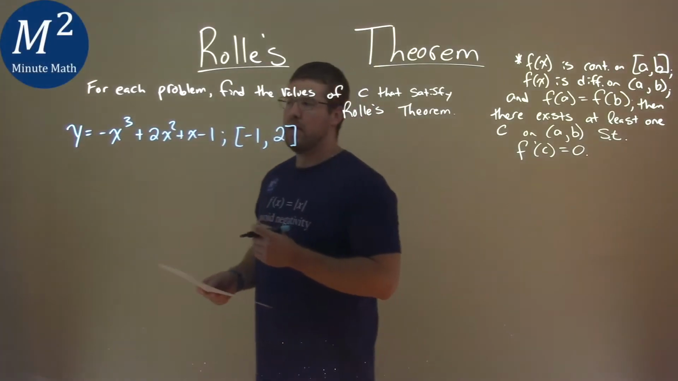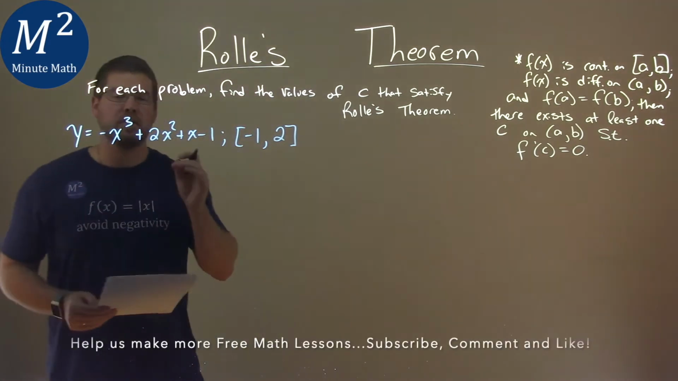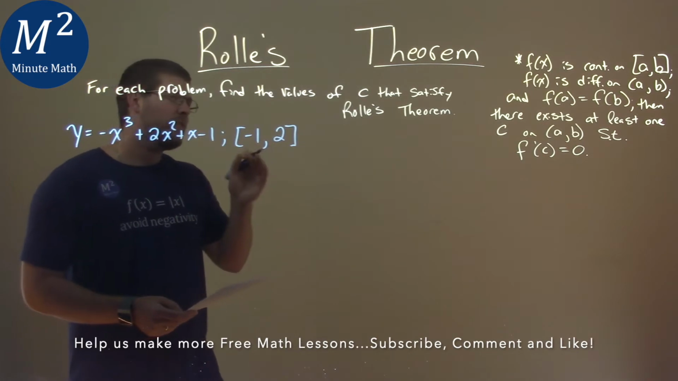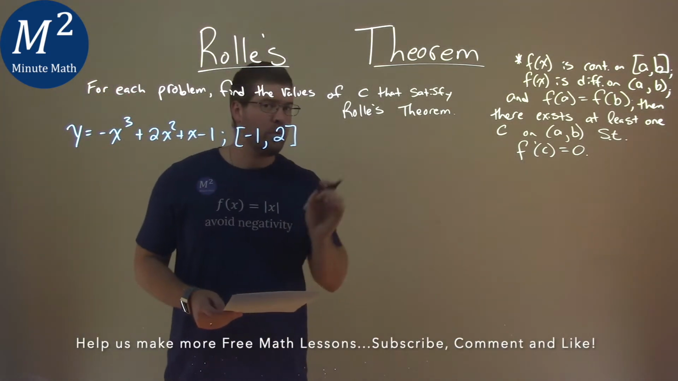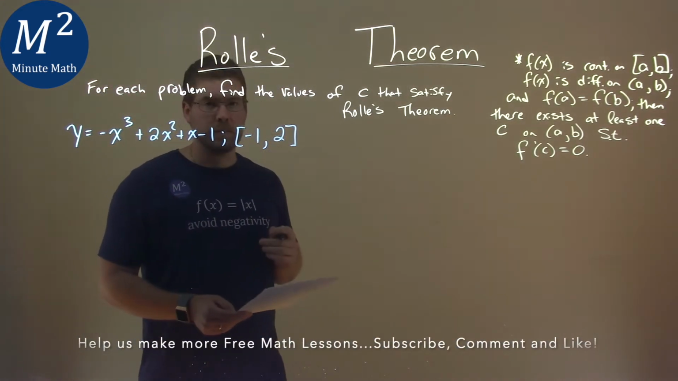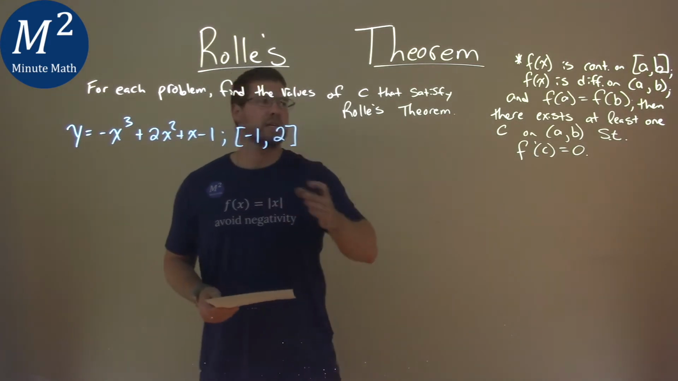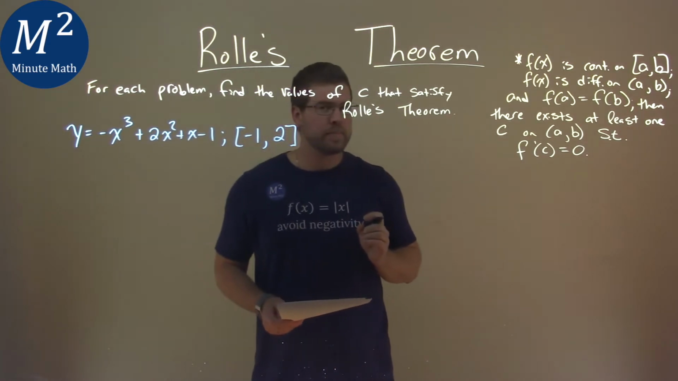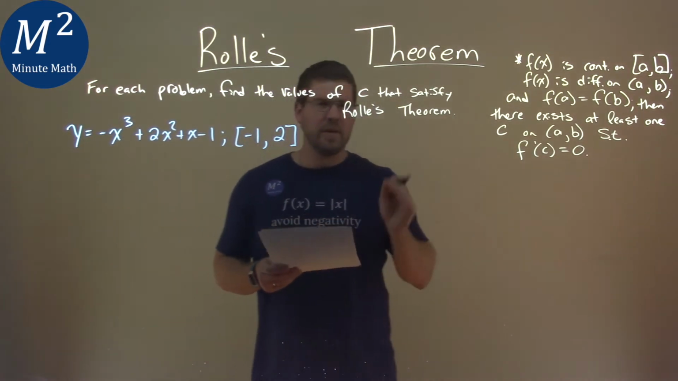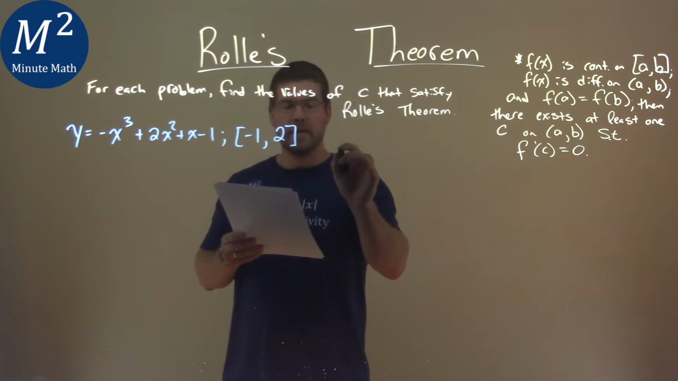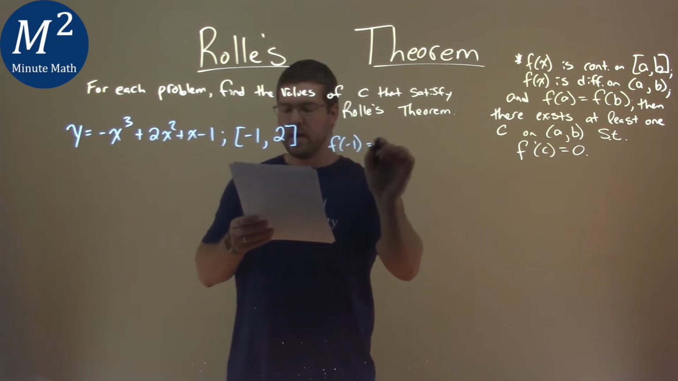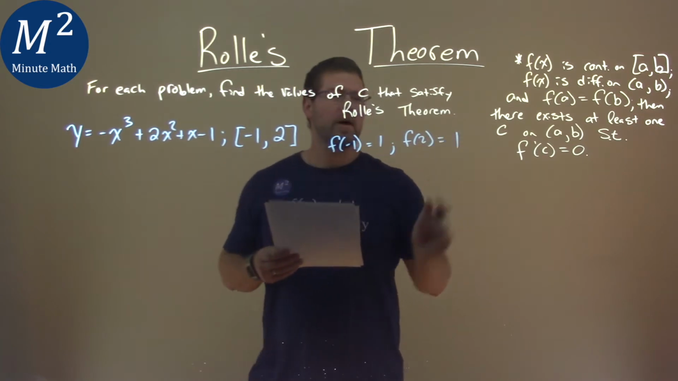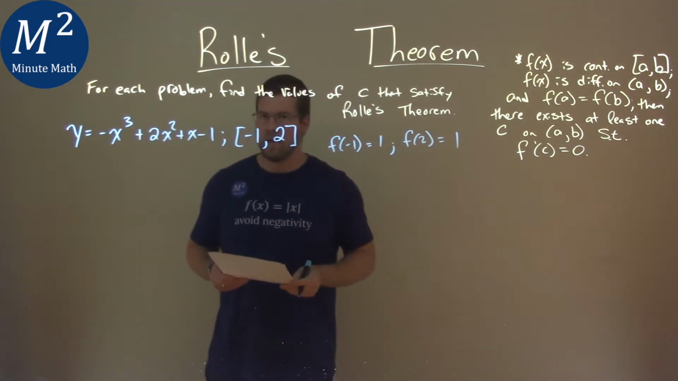We're given this problem right here. Y equals negative x to the third power plus 2x squared plus x minus 1. And we want to find the values of c that satisfy Rolle's theorem from negative 1 to 2. Now our function here is continuous on our interval from a to b, as well as differentiable on that same interval. F of a is equal to f of b is the other test, and I found that for you here. F of negative 1 is equal to positive 1, and then f of 2 is also equal to positive 1, and so we're good there.